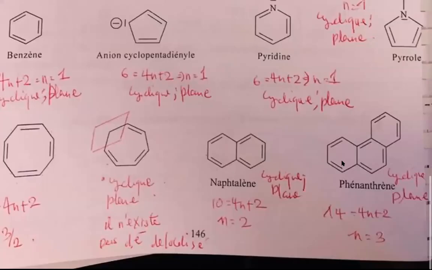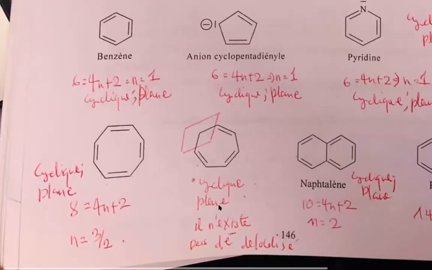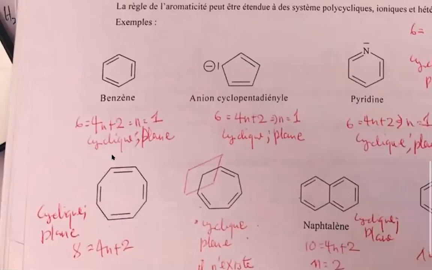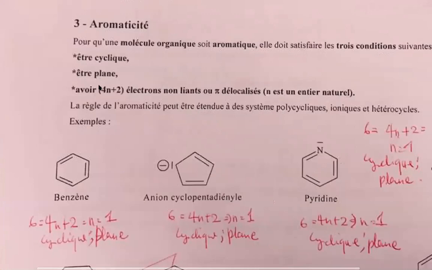Then another example where you have, is it non-entier for this one here? For this one here. So that we finish up with nomenclature for benzene, we have 1, 2, 3, 4, 5, 6, 7, 8. We have 8. So 8 is equals to 4n plus 2. Our n is equals to 3 over 2. Now, this does not justify avoir 4n plus 2 électrons dans l'ion ou bien pi délocalisé. It does not justify this.